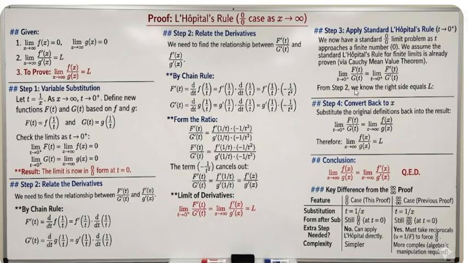Therefore, after substitution back, the limit of f of t divided by g of t is nothing but the limit of f of x divided by g of x, and the limit of f dash of t divided by g dash of t is equal to the limit of f dash of x divided by g dash of x as x tends to infinity. This is how we can prove very easily. Okay, this is how. Thank you.